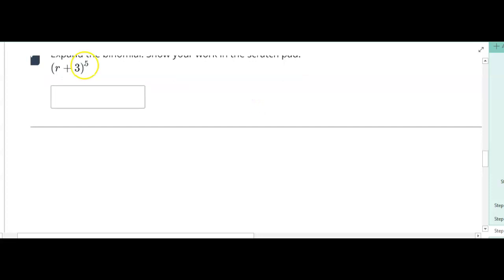And the final one, a binomial expansion. It is completely illegal to just distribute this exponent or apply this exponent to each piece inside because these are not factors now. They are terms because of this plus sign. The plus sign prohibits that. What this literally means is r plus 3 times r plus 3 times r plus 3 times r plus 3 times r plus 3.